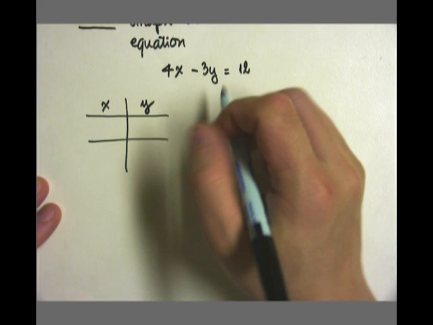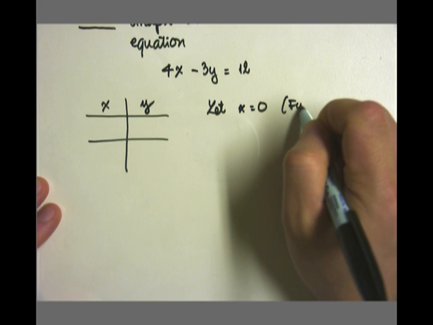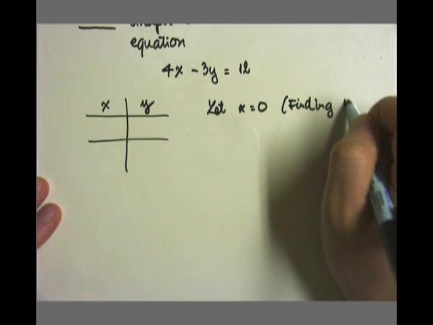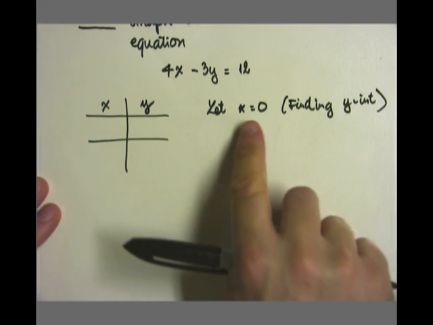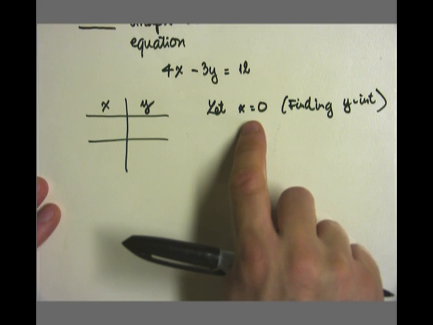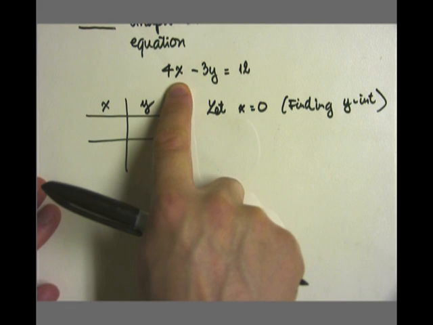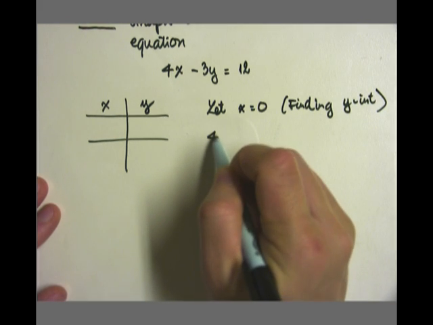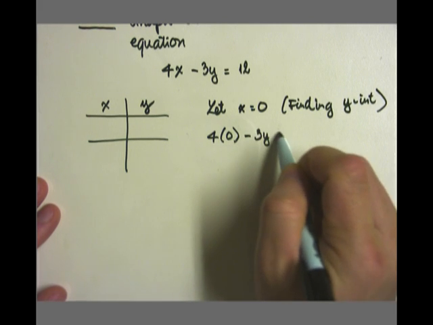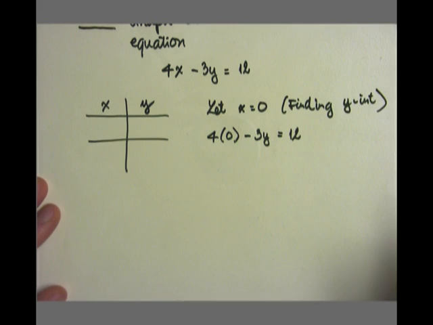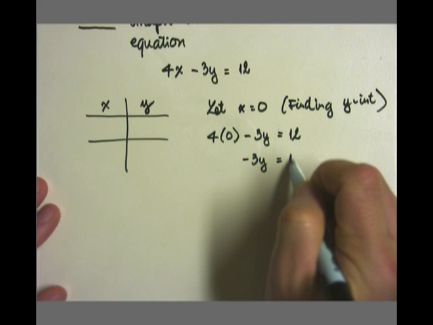And now I'm going to once again start by letting x equal 0, and here I'm finding the y-intercept. Keep in mind once again we chose x to be equal to 0 and substitute this value of x into the equation. And so now my equation becomes 4 times 0 substituted for x, minus 3y equals 12. And so that would give me minus 3y equals 12.